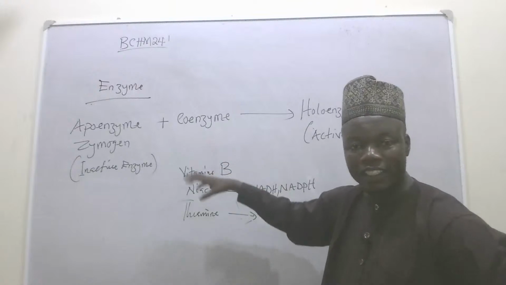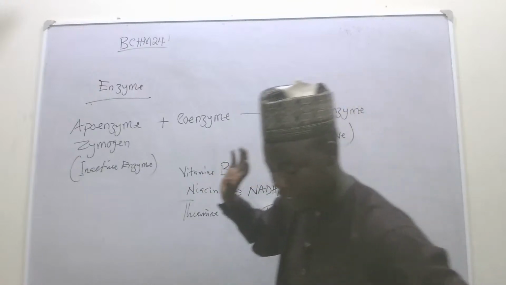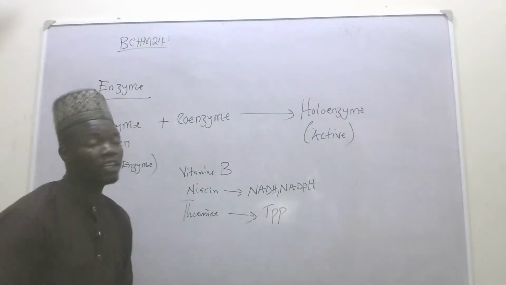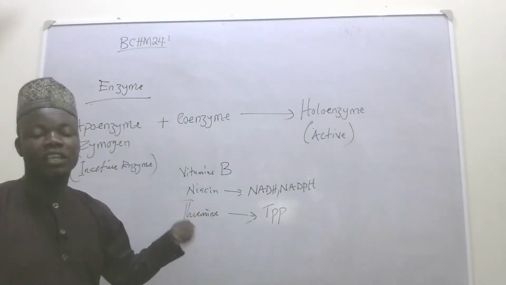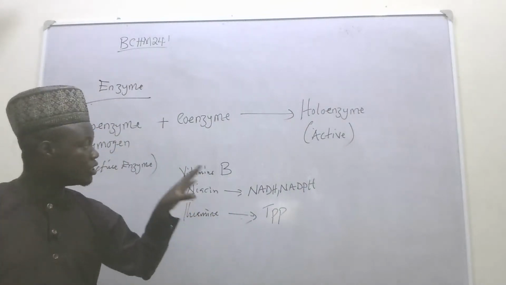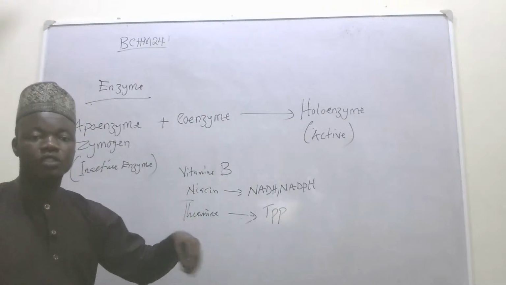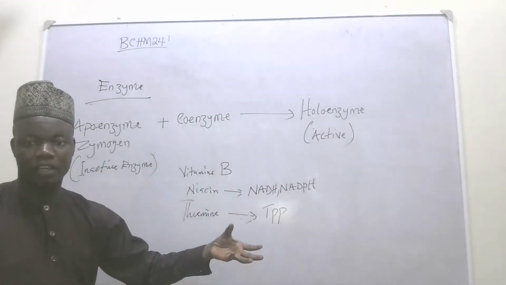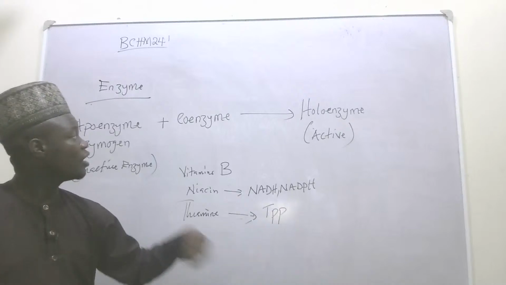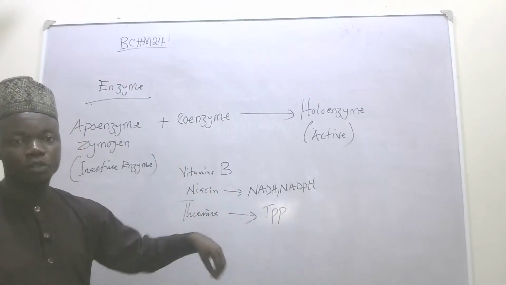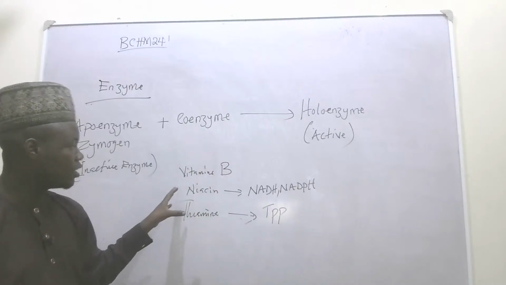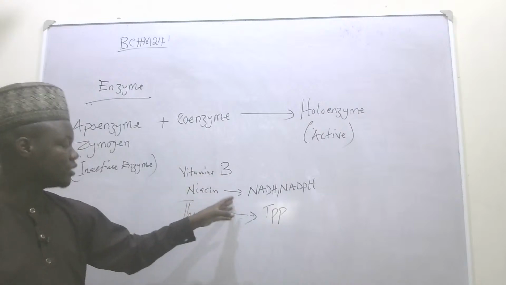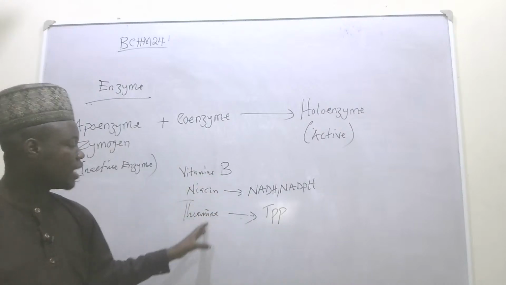So these are the roles of vitamins in catalytic reactions. Vitamins are coenzymes. This is how you put it. Vitamins are coenzymes that are required by the enzymes for them to be active. Examples of these vitamins include niacin and thiamine.